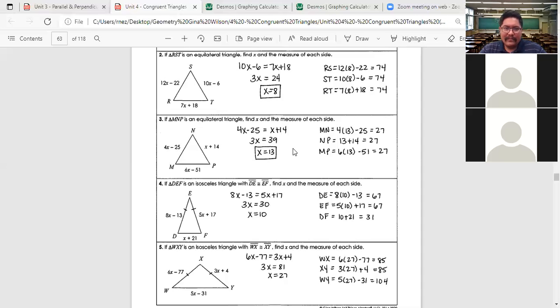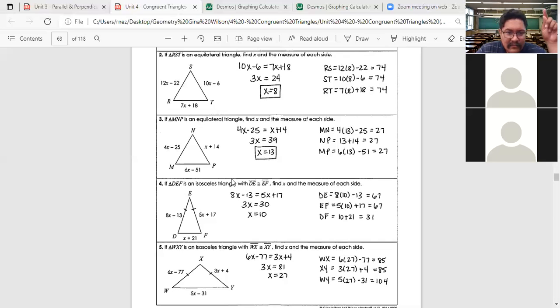Whew. All right, so these next two are a little bit different. So I'll go ahead and cover these ones as well. So here we have triangle DEF, and it tells us that it is an isosceles triangle with segment DE, which is the left side, and EF, which is the right side, would be congruent. So that's the symbol for congruent. Find the measure of each side and x.